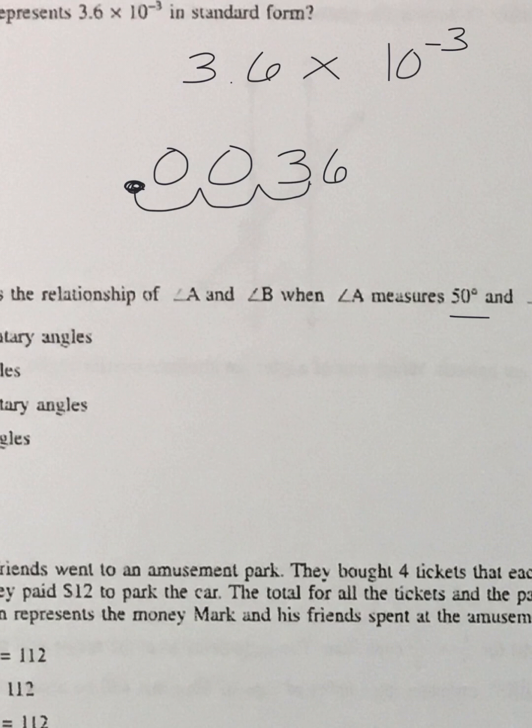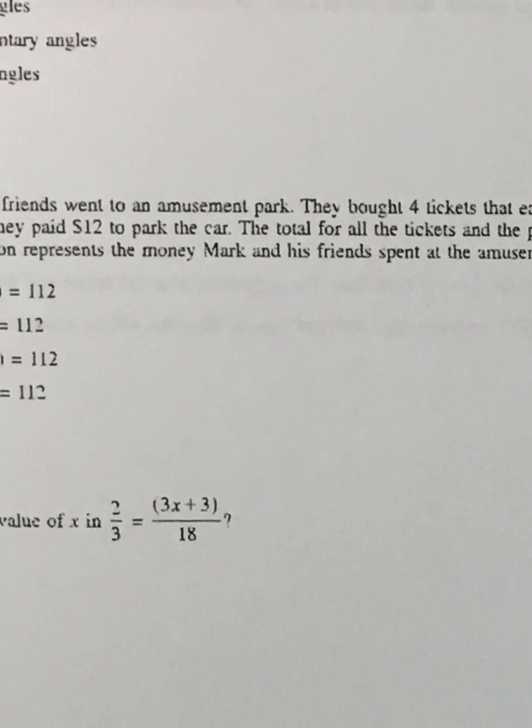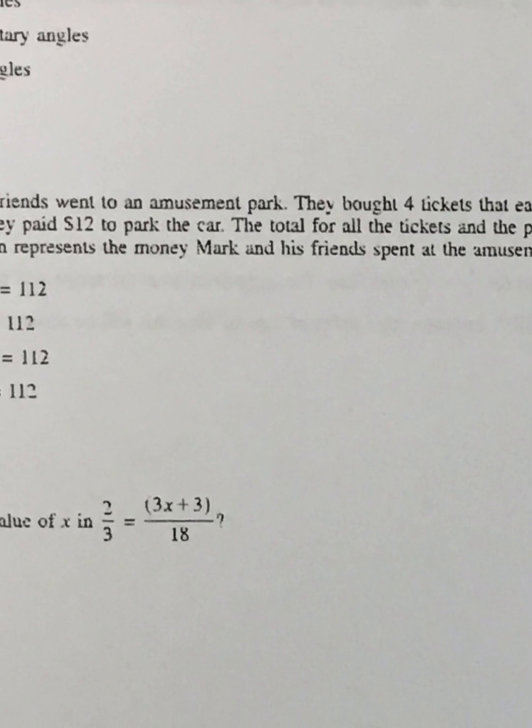Okay, 11 says Mark and his friends went to an amusement park. We are writing our own equation. They bought 4 tickets that each cost the same amount. Let's figure that out first. 4 tickets that cost the same amount. We don't know what that amount is, so they told us to use T.